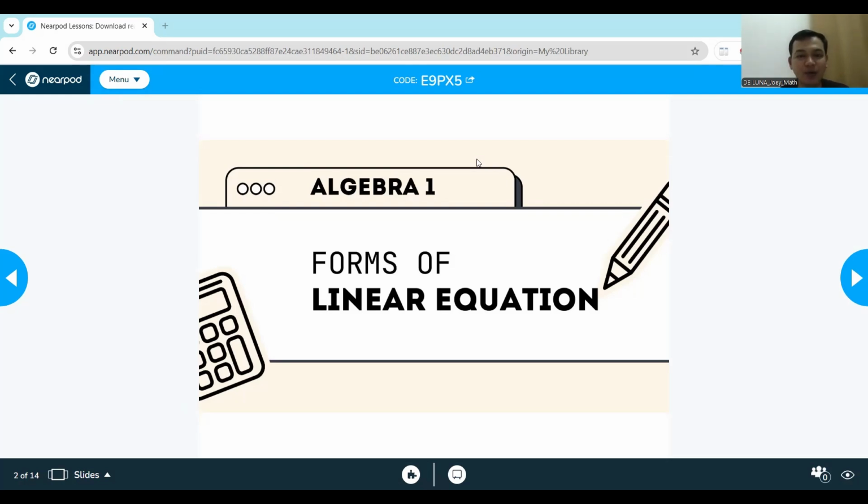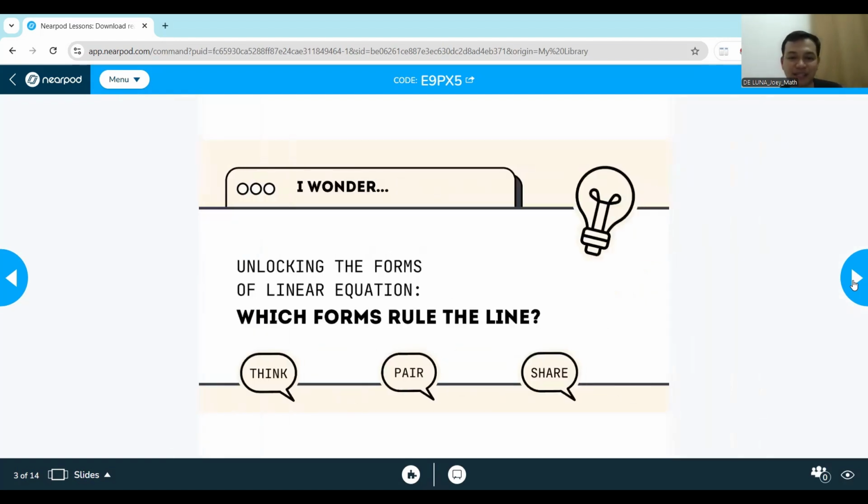Today we're going to unlock one of the most powerful tools in mathematics, the forms of linear equation. But before that, let me ask you something. Okay, so which forms rule the line? Alright, we will first unlock your prior knowledge about the equation of the line.